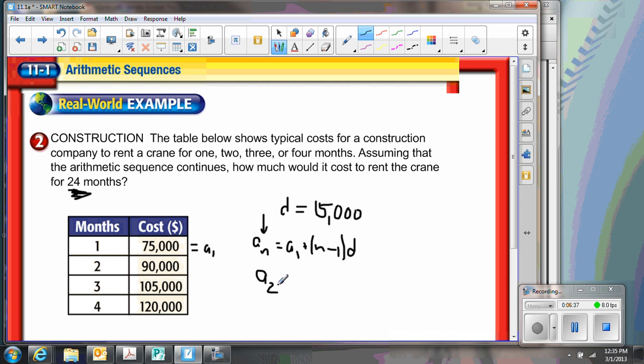So a sub 24, or the 24th term, is equal to 75,000 plus 24 minus 1 times my common difference of 15,000.